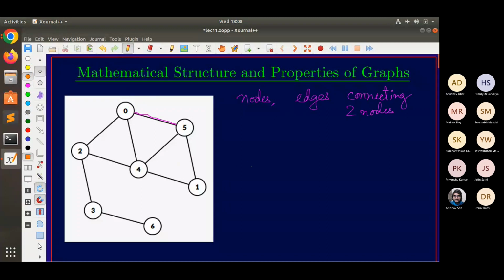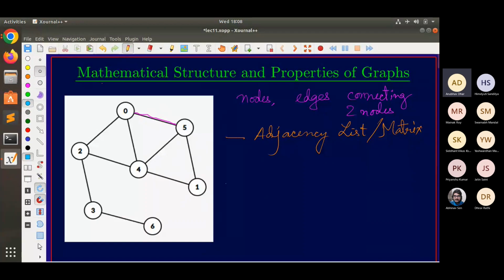Okay, so does anyone remember how we represent a graph in a computer or in any computational model? There were two ways of representing: adjacency list and adjacency matrix. Yeah, so adjacency list. So these are the two ways of storing this information about this graph in a computer.